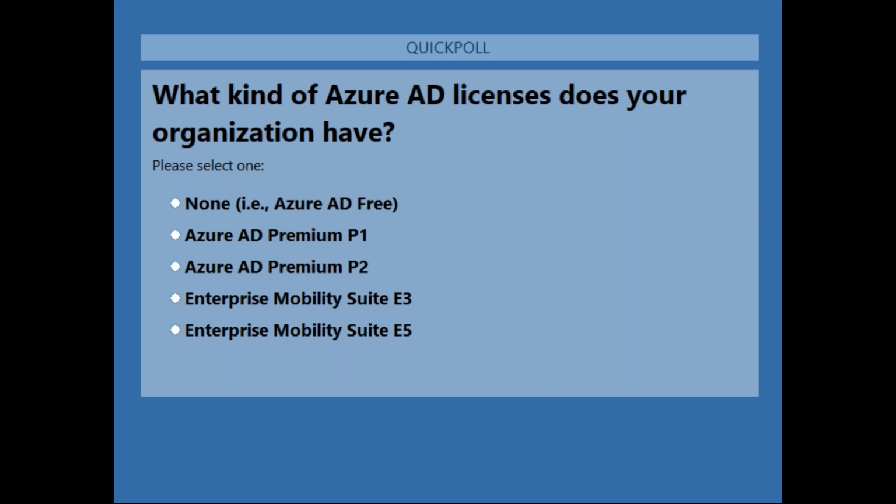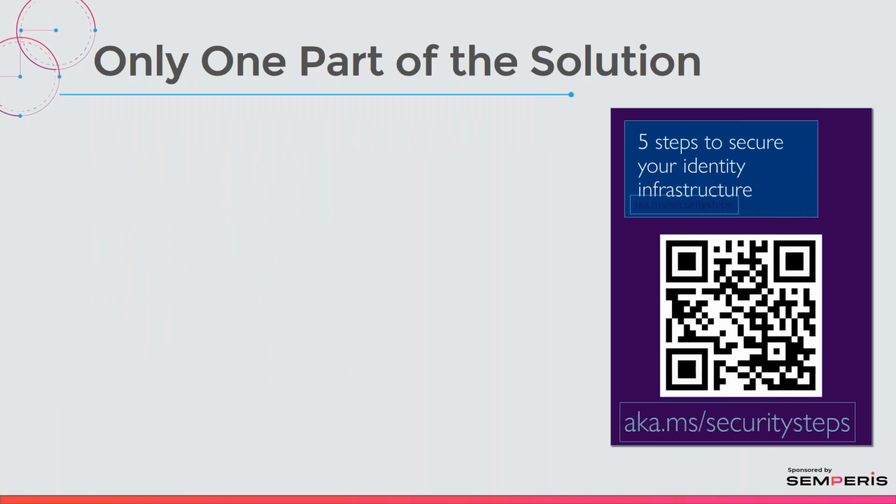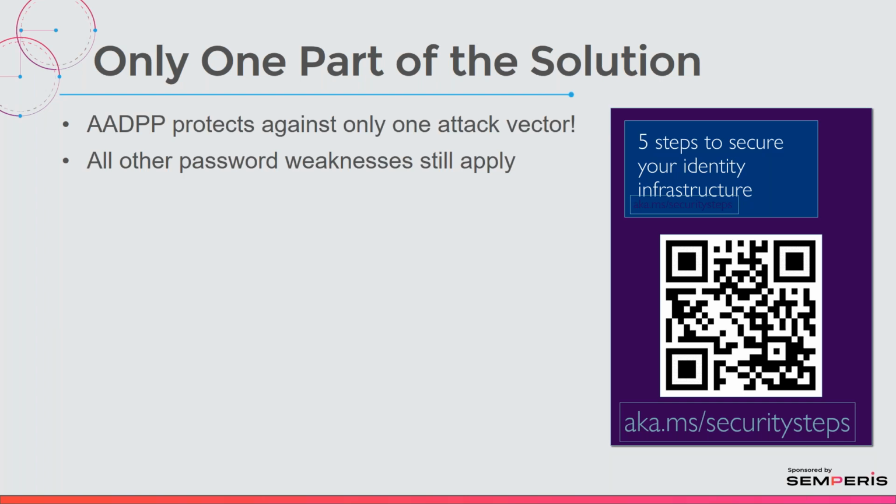Right, okay. So let me go forward and talk about the rest of this very briefly. It's important to point out that this is only one part of the solution. Passwords are still weak. It only protects against this kind of attack. Everything else from a password weakness still applies. So this quick code up here leads you to a Microsoft site that talks to you about how to have a broader sense of security.